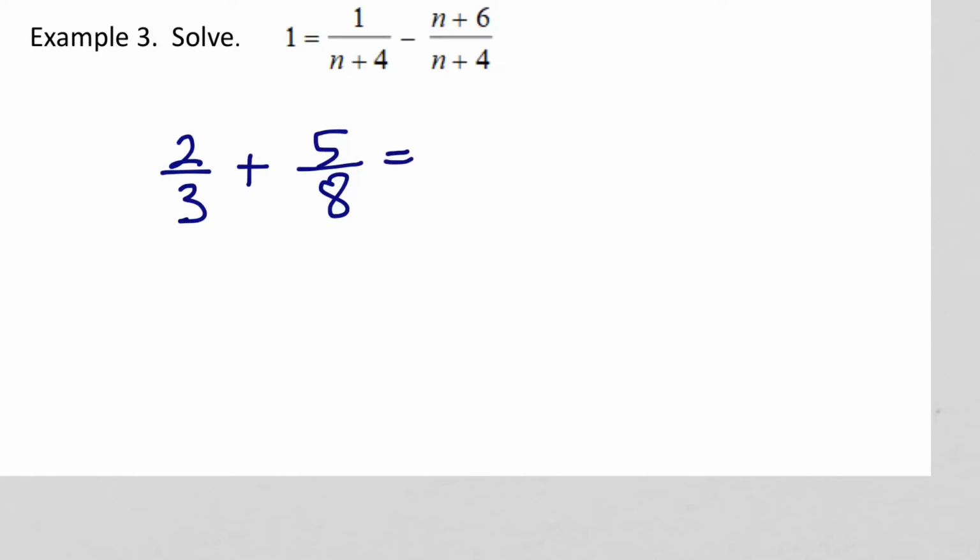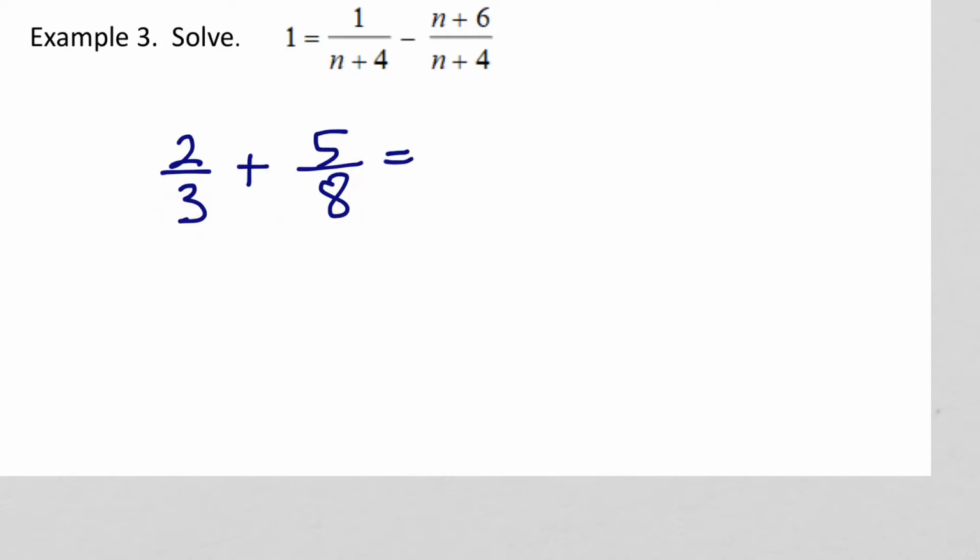Before I get into example 3, I just want to remind you how adding and subtracting fractions works. So if I was going to do this simple problem here, 2/3 plus 5/8, I can't do that unless I have a common denominator. So if I look at the 3 and the 8, I want to come up with a common denominator. So I'm going to say 24 would work.